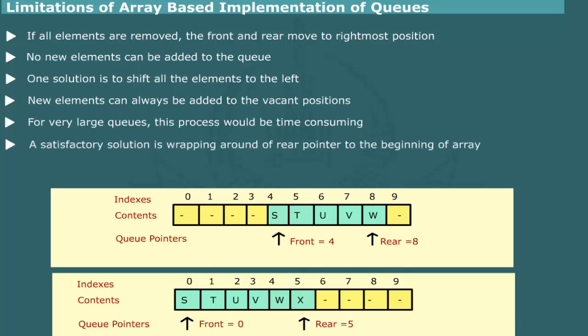A satisfactory solution for efficient utilization of array space is provided by wrapping round the front and rear pointers to the beginning of the array. This strategy is called circular implementation. The corresponding queue is known as circular queue. We shall examine circular queue later in this unit.